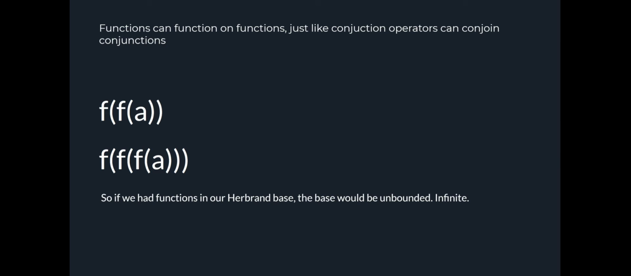And that is functions can function on functions, just like conjunction operators can conjoin conjunctions. You can make a little song, almost like Conjunction Junction. What's your function? F of F of A and F of F of F of A, and that can go on unbounded. If we had functions in our Herbrand base, the base would be unbounded. The base would be infinite.